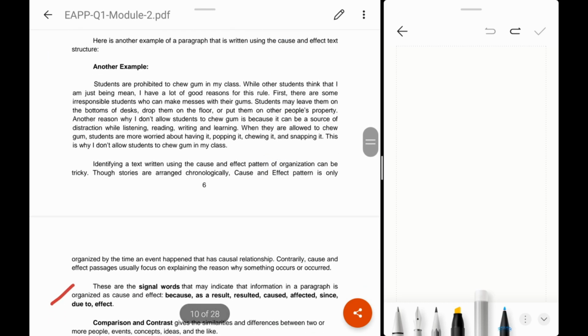Okay? I have here another example, and I want you to read it on your own and identify here what are the causes and the effects.